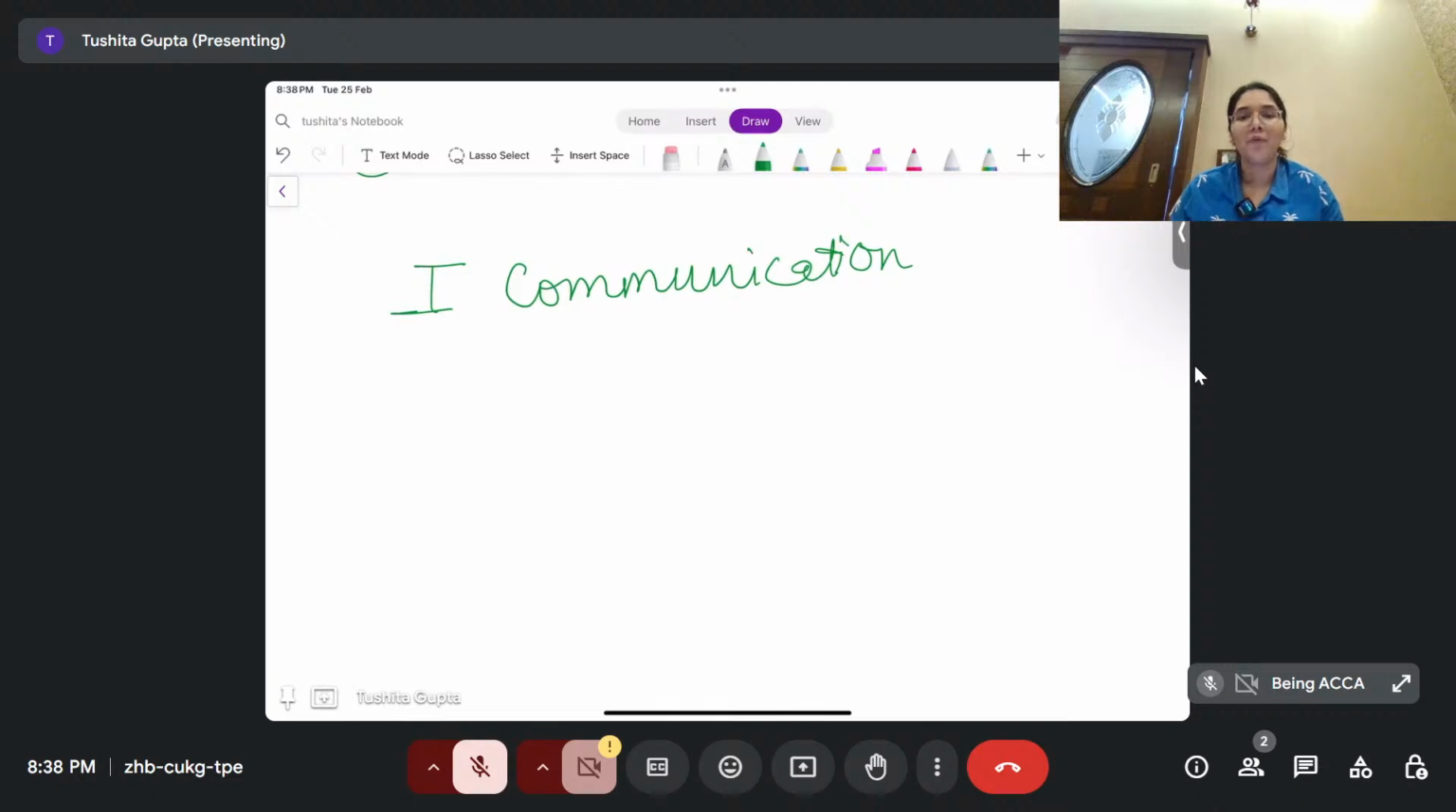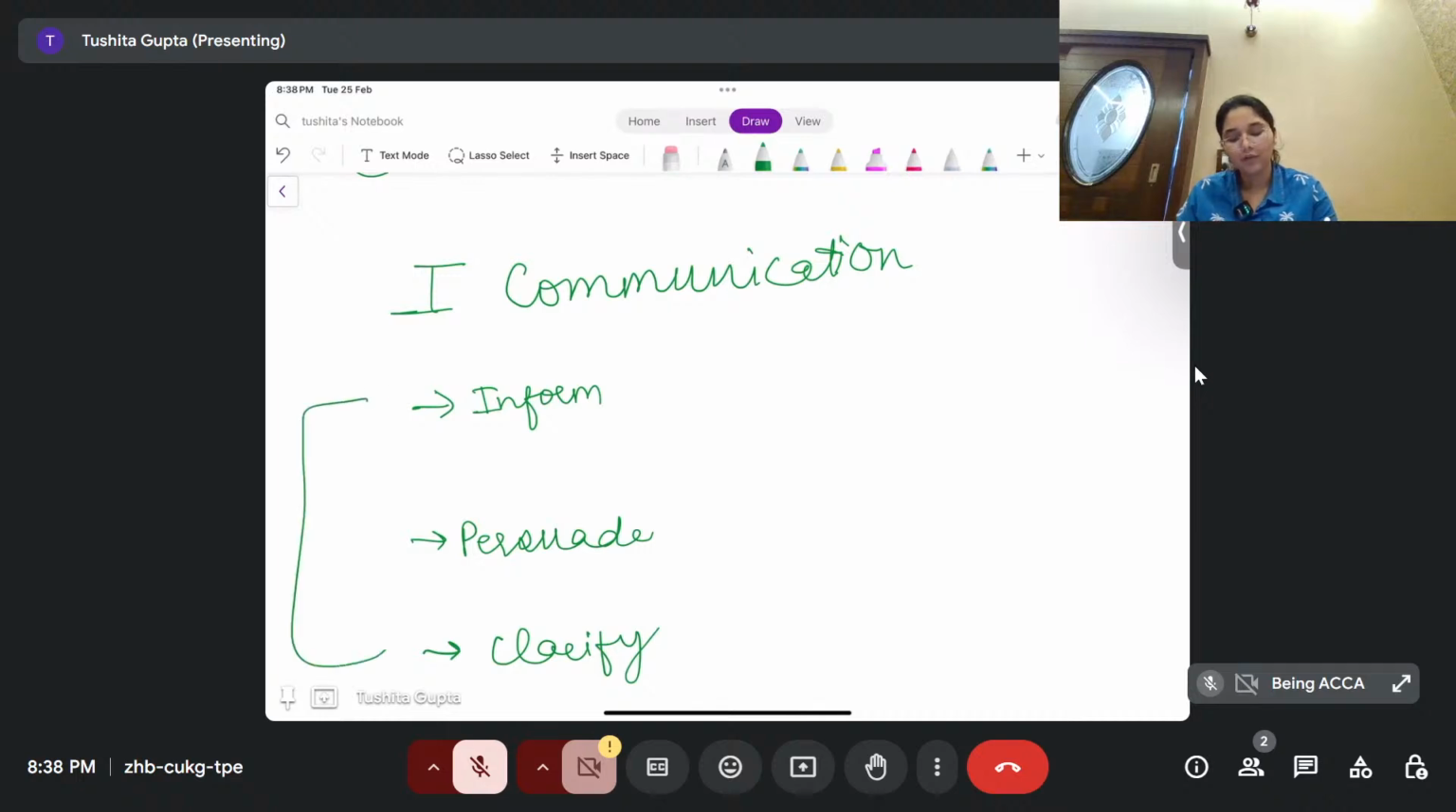Now, communication, when it comes to SBL, can have three connotations or three types of different requirements. Firstly, the requirement may say inform, the requirement may tell you to persuade, or the requirement may tell you to clarify. All these three verbs form a part of what gets covered in communication. Now, when we talk about inform in the general English language, what does it mean? It means that something has happened and now you are reporting that to someone else. So it is passing on the information. That is what you do when you inform somebody, right?